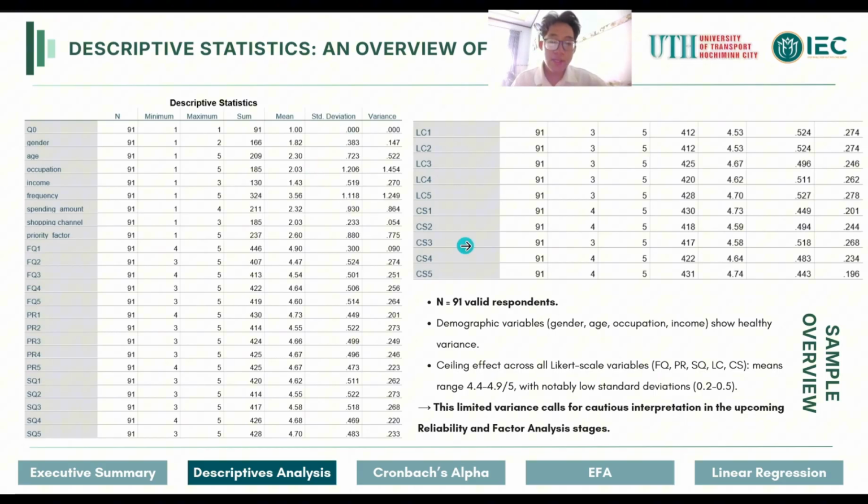But you can see that the Likert scale variables like FQ, PR, CQ, LC, and CS have a mean range of about 4.4 to 4.9 out of 5, which means most people answered almost the same way. This will limit the variance and calls for caution in interpretation in the upcoming reliability and factor analysis stages. I will say more about that later.